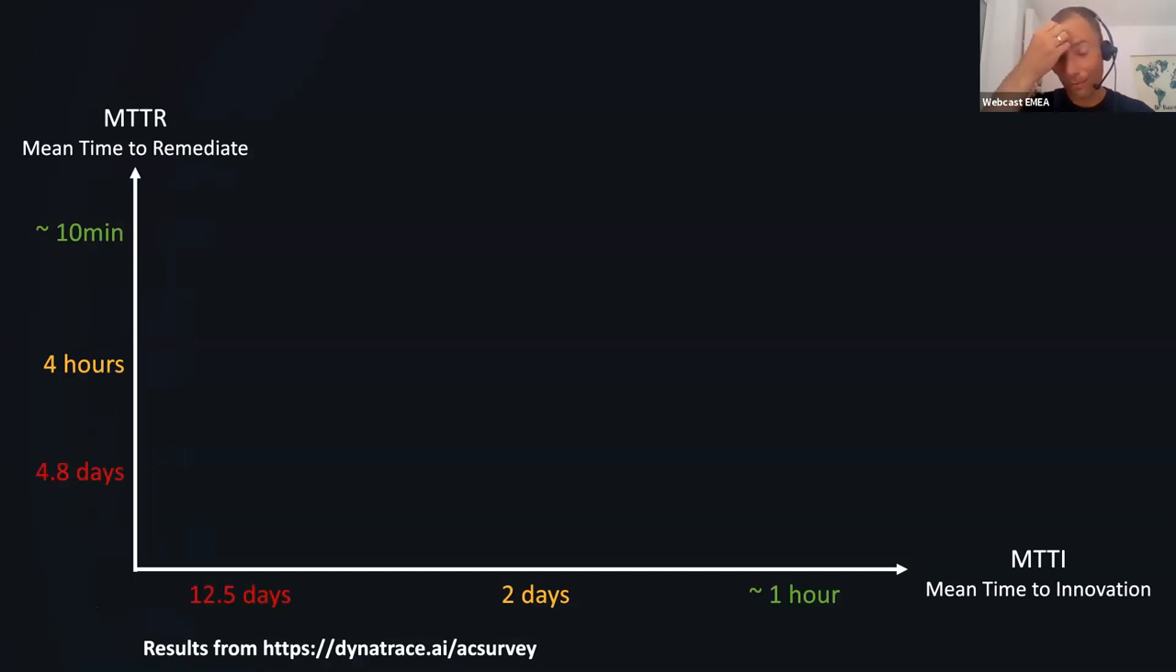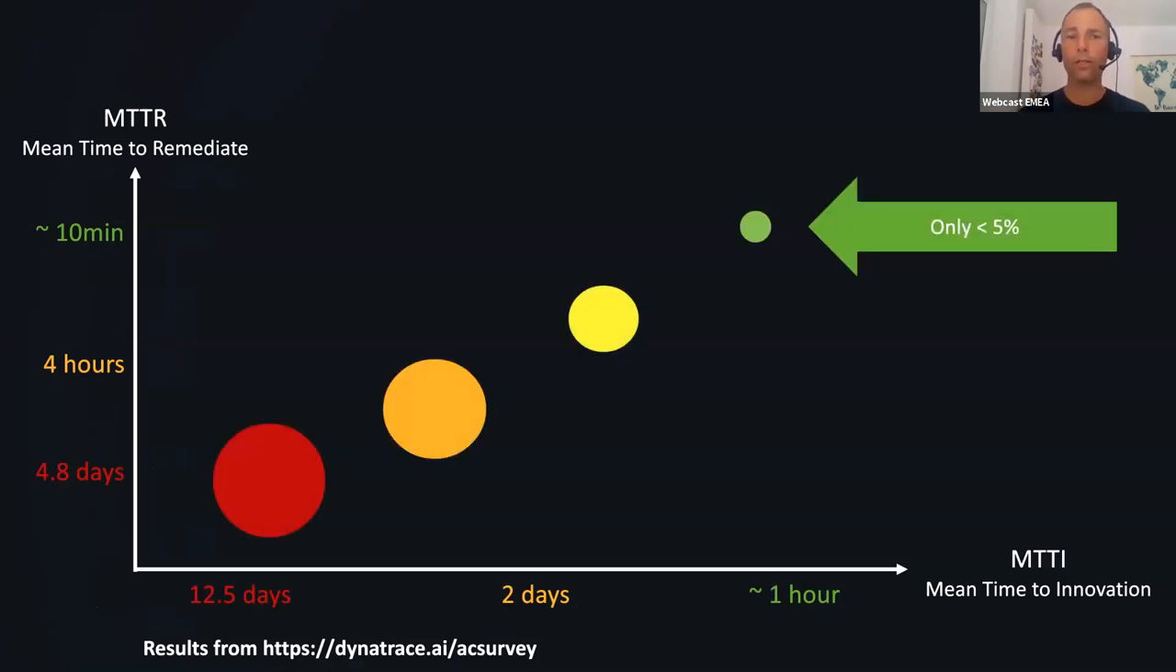Now, Ana, when we started discussing this, I said, when I look at the customers in our community that we interact with, over the years, we have, as Dynatrace, not only tried to give a good monitoring platform to our customers, but we really want to help people become better as it comes to pushing out more innovation faster and also getting better in remediating issues in case something slips through your quality gates. We've done surveys over the years, and there's a link on the bottom in case somebody wants to fill it out, dynatrace.ai/AC survey. And this is actually results from last year.